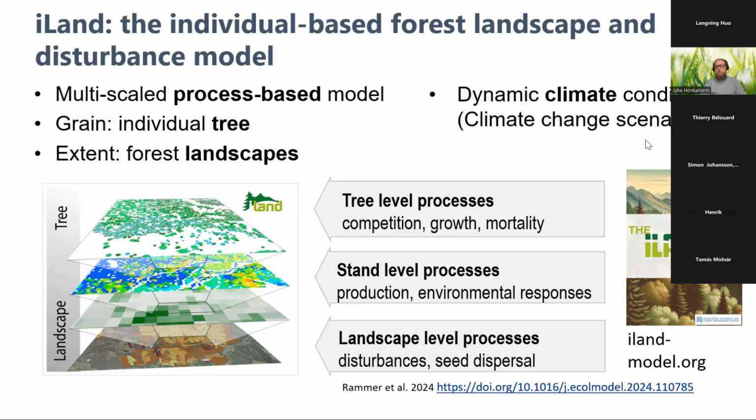iLand is a well described model, and there are good descriptions of the different model functions behind the islandmodel.org website, as well as a recently published paper on the different capabilities of iLand.